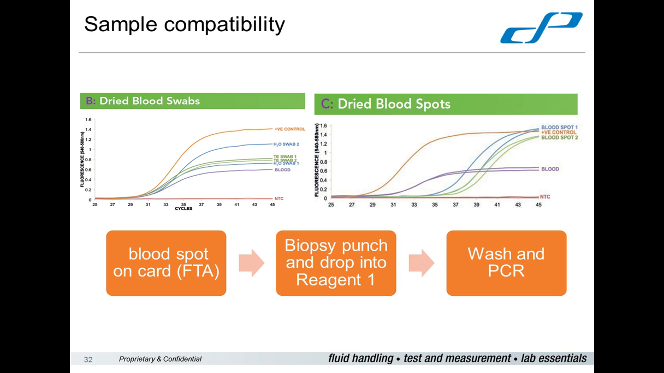Or it was dried blood on these FTA Whatman type cards. So this is a very common collection technique. We had blood samples dropped onto the card. We used a 1 millimeter biopsy punch to take a disc from the card once it was completely dry, and we dropped the biopsy punch disc into reagent 1. Follow the standard 3-minute process. And sure enough, we get quite nice results. We get amplifiable, detectable DNA from this slightly more unusual collection technique.